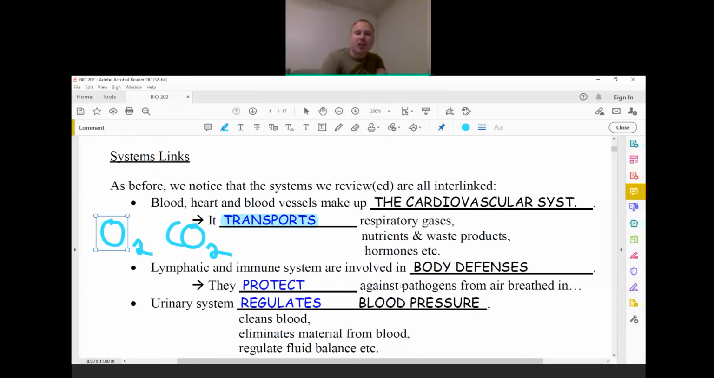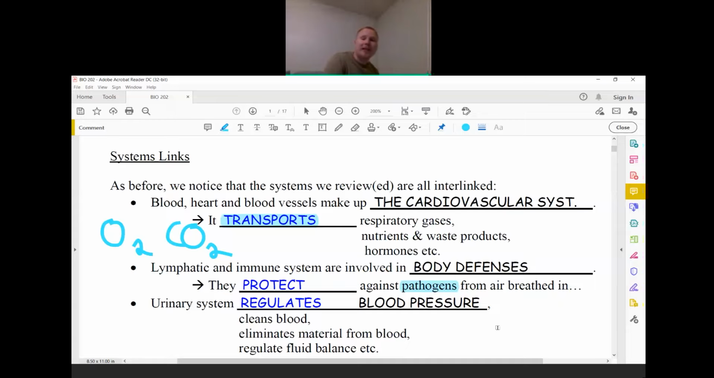And in addition to that, the lymphatic immune system plays a role in protecting us against various pathogens that might either get in, or if something has gotten in, they fight to get rid of that. For example, if you're a heavy cigarette smoker, your lungs are working really hard, and your immune system works to clean the lungs that get contaminated as a result.